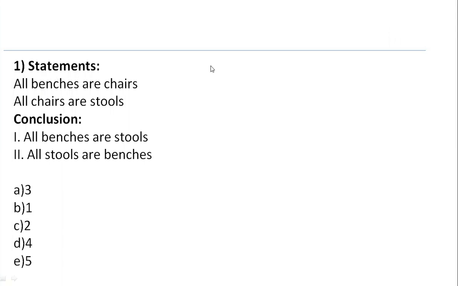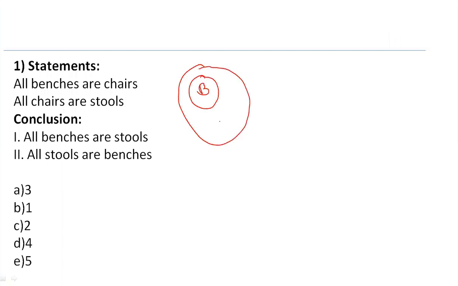So for that, we have chosen the Venn diagram method. All benches are chairs. I'm just taking the first letter of the word, guys. All benches are chairs means the benches circle is completely inside the chair circle. Done. Now all the chairs are stools.